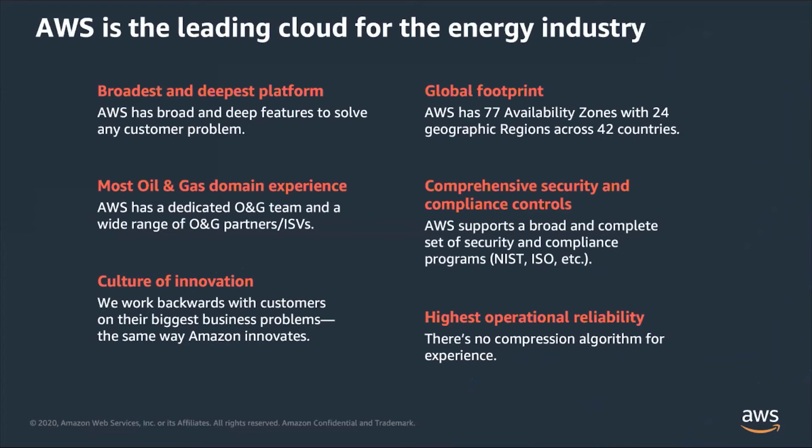We have the broadest and deepest platform of any cloud provider that can really solve any customer problem. Every year we launch over 1,000 new services and features. In 2018, for example, there were over 1,400 new services and features launched. And as a result of that, something that we'll look at on the next slide is AWS has been the leader in Gartner's Magic Quadrant for 10 years in a row now, both for ability to execute and also for completeness of vision.